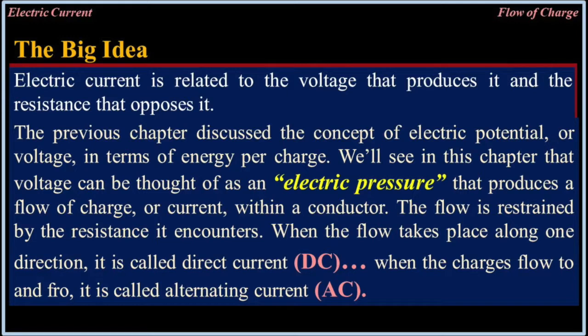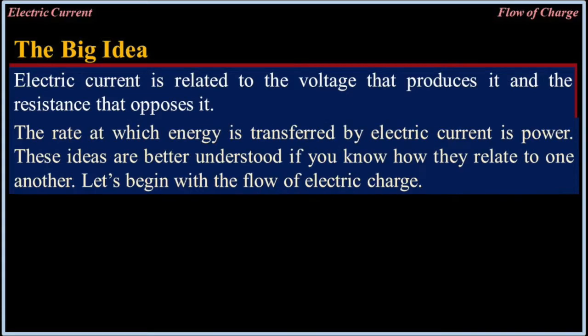When the flow takes place along one direction, it is called direct current, DC. When the charge flows to and fro, it is called alternating current, AC. The rate at which energy is transferred by electric current is power. These ideas are better understood if you know how they relate to one another. Let's begin with the flow of electric charge.